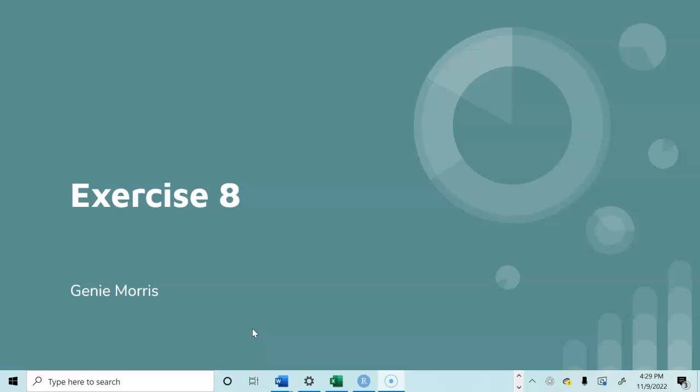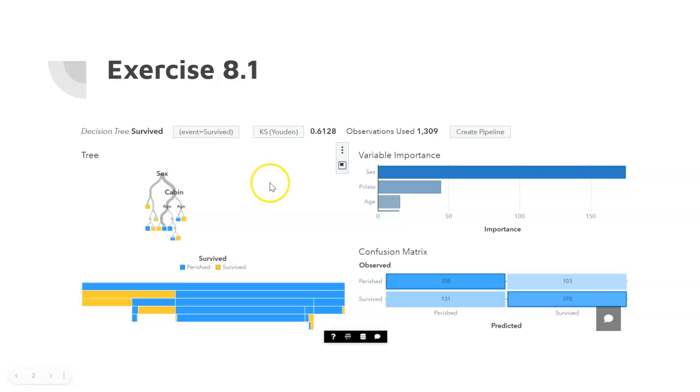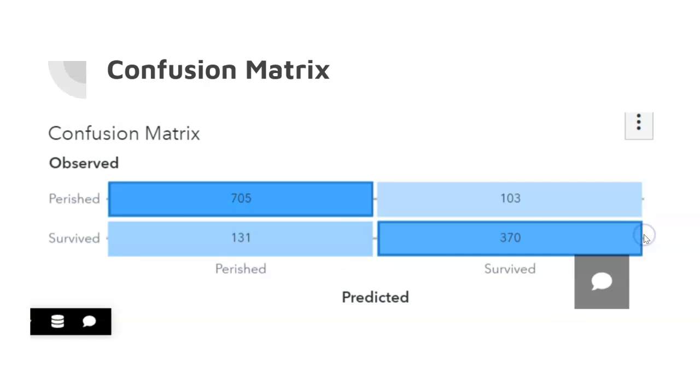We were first asked to use the data in Figure 8.1 and build a confusion matrix. So in this example, we are using the data from the Titanic. And this is what it looked like when I put in survived as the response and then used all of the other variables present. And it asks us to build a confusion matrix, which is this diagram down here.